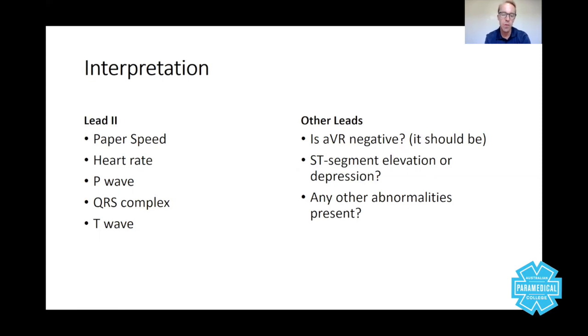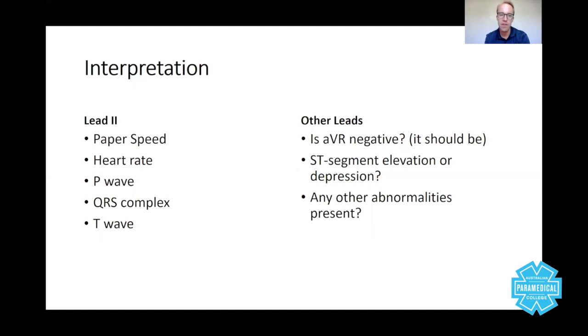Then look for the T wave. Is there a T wave after every QRS? Because then you have to remember the P wave represents atrial depolarization or contraction. QRS complexes represent ventricular contraction or depolarization, and the T wave represents ventricular repolarization.